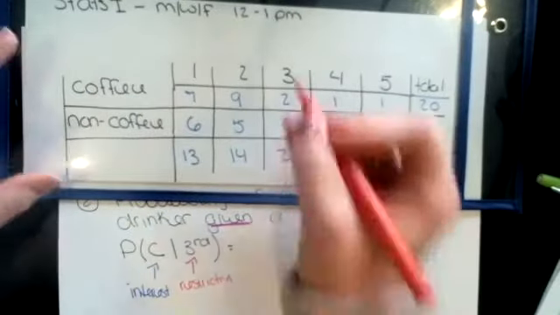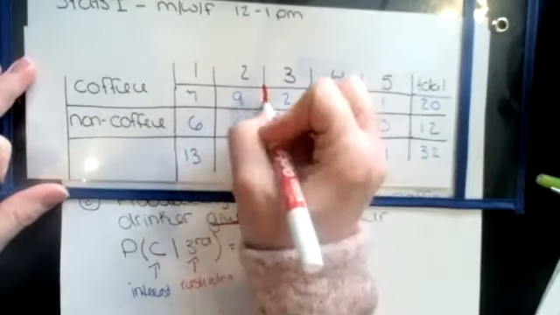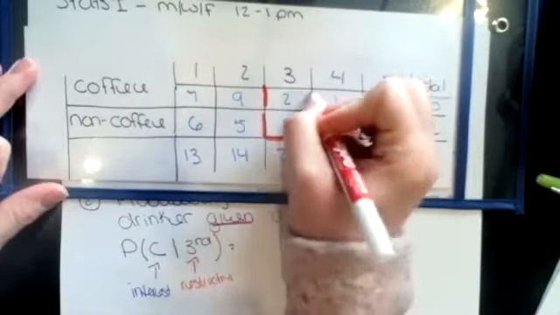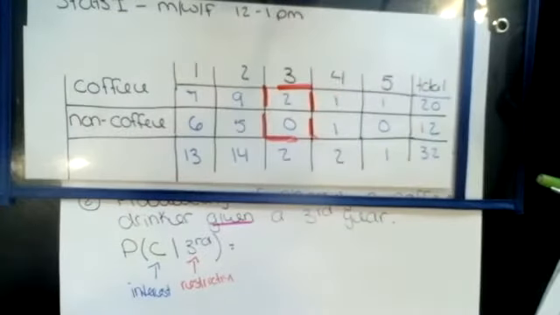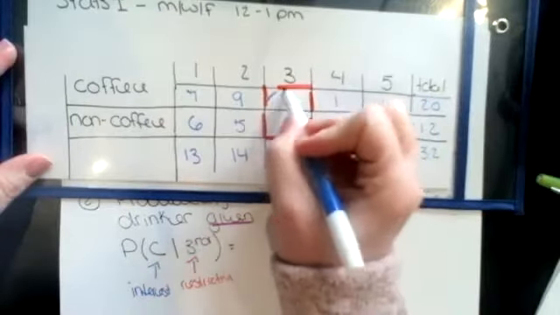So my restriction is that they're a third-year student. Oops, almost used the wrong marker on that. So again, I'm just going to outline it with a dotted line, and I'm going to shade in coffee drinkers out of those third-years.